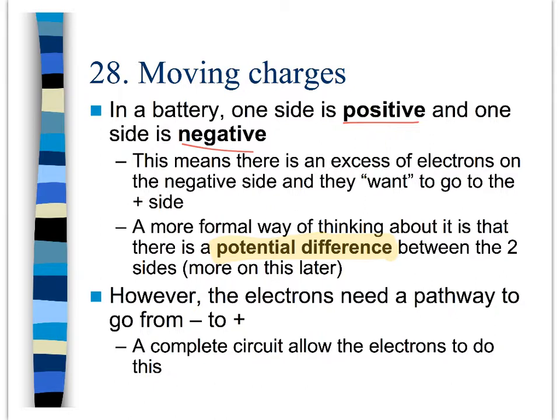Here's the key, though: we need a complete circuit. We need a pathway that allows the electrons to go from that negative side to the positive side. And so you're going to see in all these problems when we build a circuit, we're going to simply create a path for the electrons to travel from that negative side to the positive side, and in the process do something that we want by flowing through a light bulb or some other object.